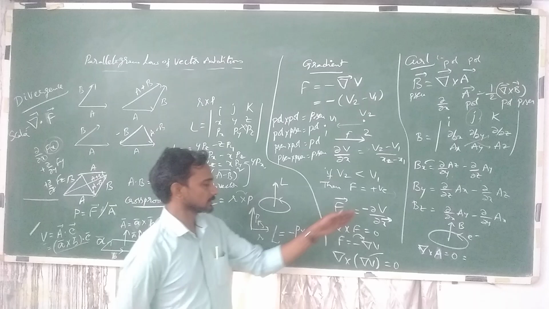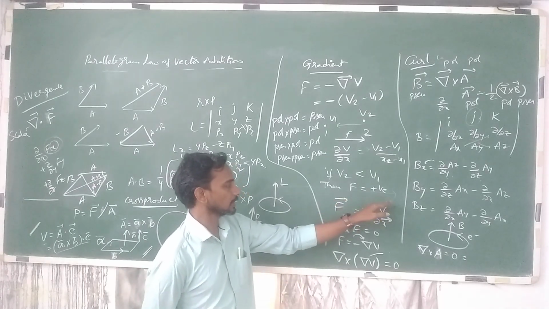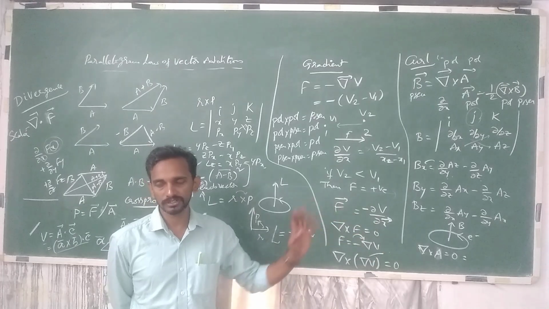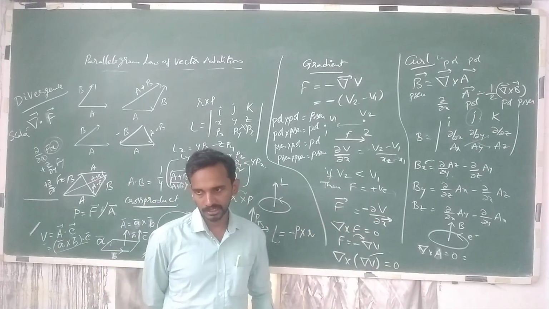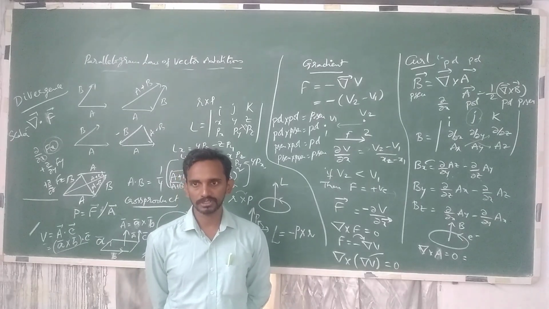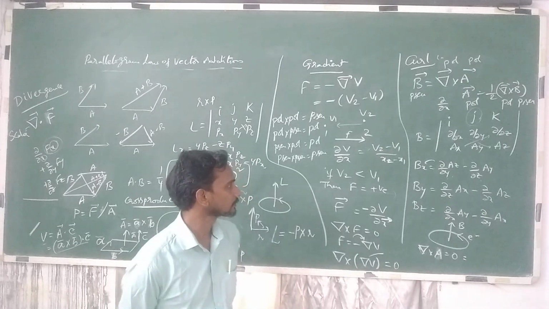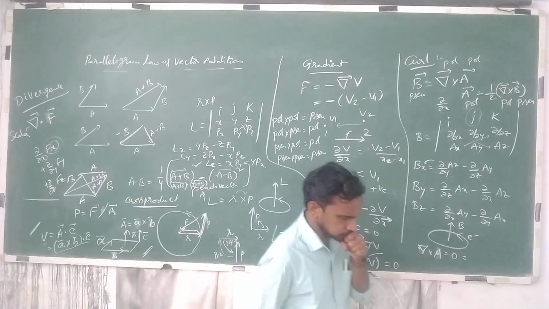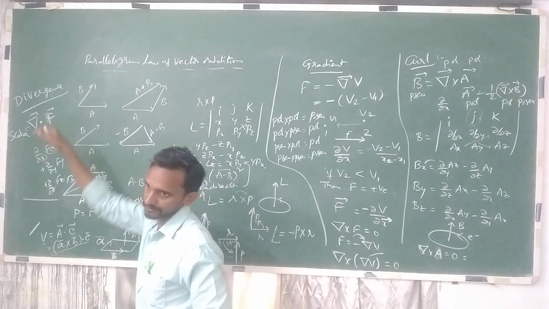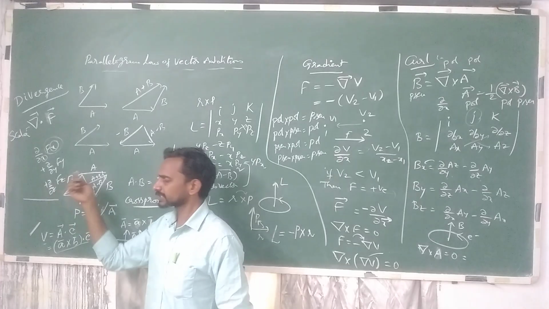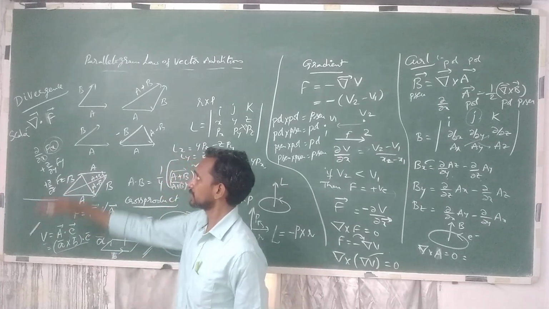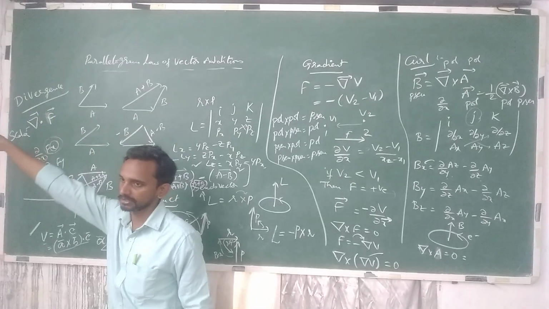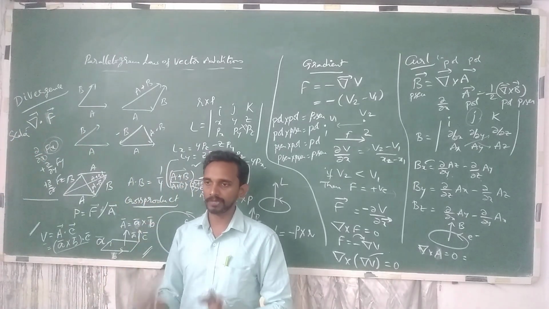So a scalar is not converting into a vector. A scalar upon a certain operation results in a vector. Both are different physical quantities. It is not that V is converting into a vector. V is a different quantity, F is a different physical quantity. In the same way, divergence studies the spatial variations of a vector quantity. So the result is a scalar. It is not that a vector is converting into a scalar. This is a different physical quantity, that is a different physical quantity. They are getting connected by a mathematical operation.